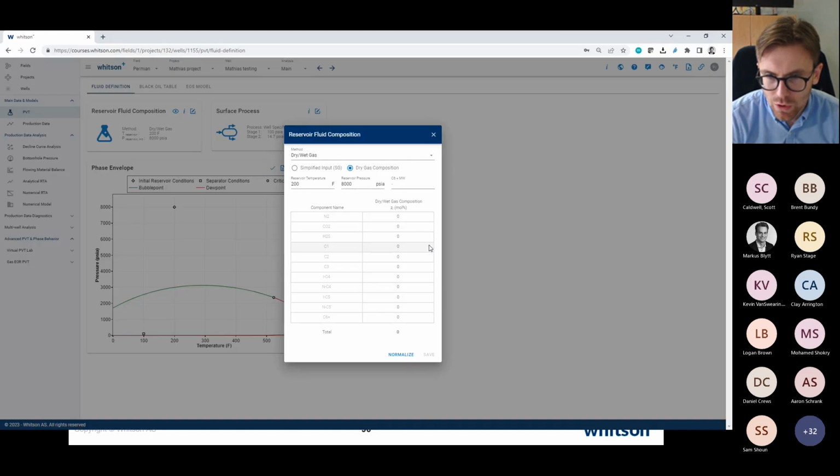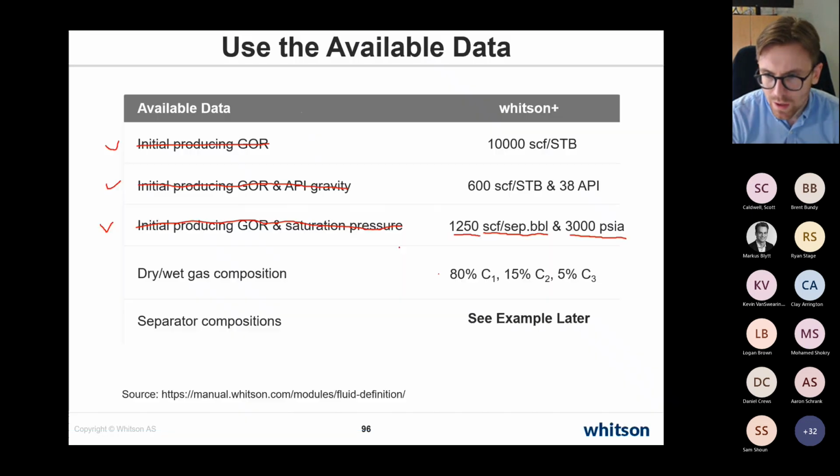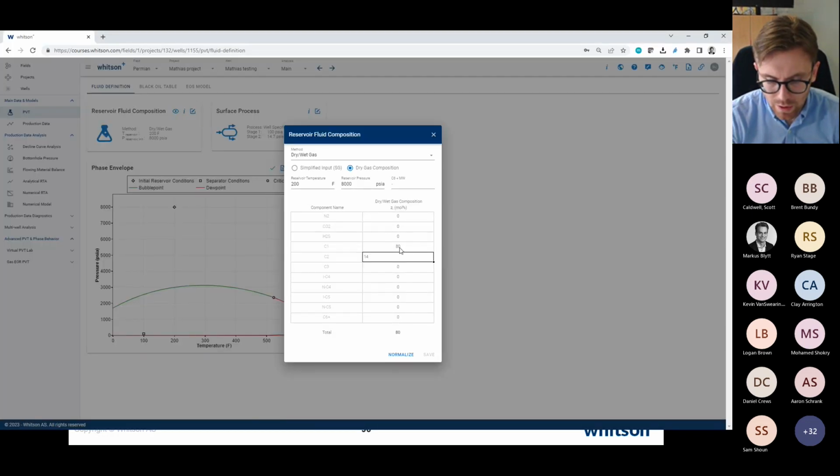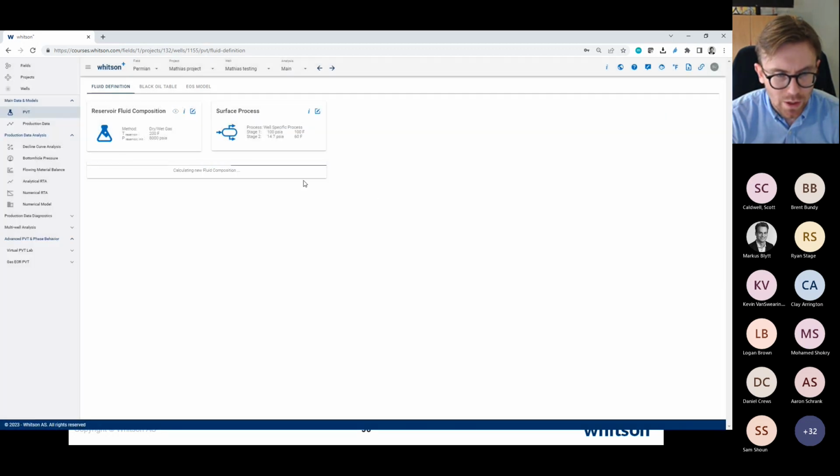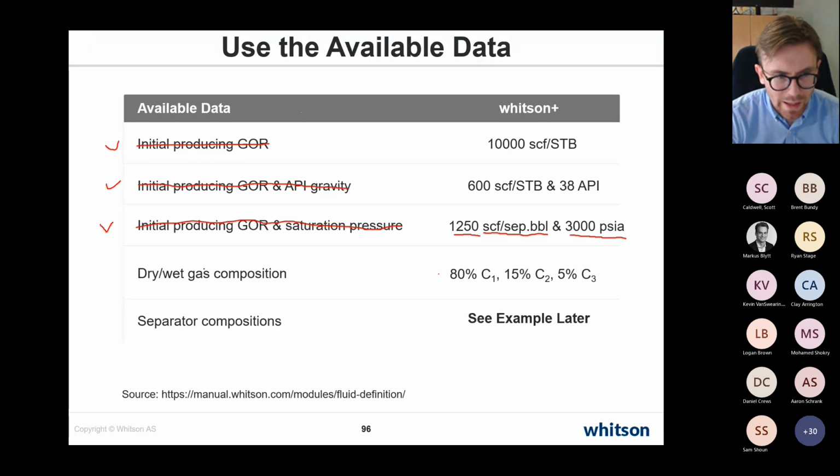In dry gas composition, we'll just put in 80 for methane. We'll put in 15 for ethane. And then for C3, we're going to put in 5. And for C6 plus molecular weight, just put that to 90. It doesn't matter. There's no C6 plus. Okay, and once you're done with that, you just click Save and recalculate the fluid now. This should be a dry gas composition, but who knows at this point. Okay, so that's the last example that we'll go ahead and do now.